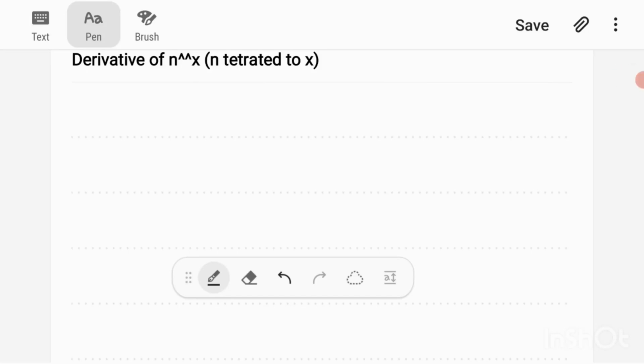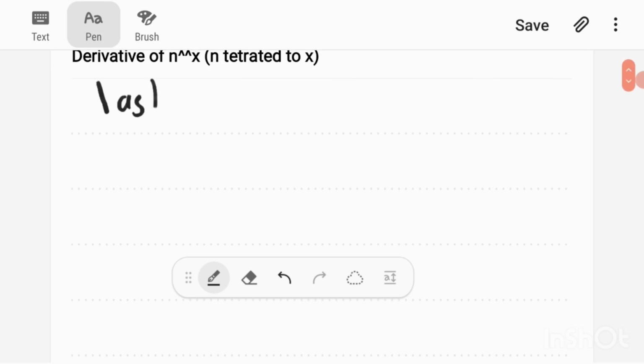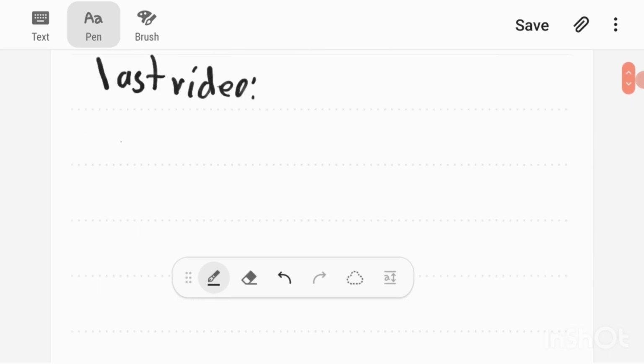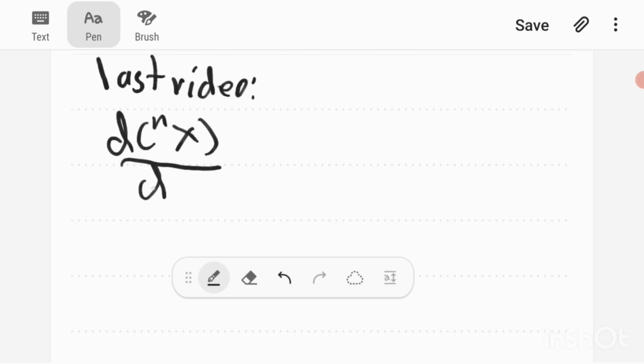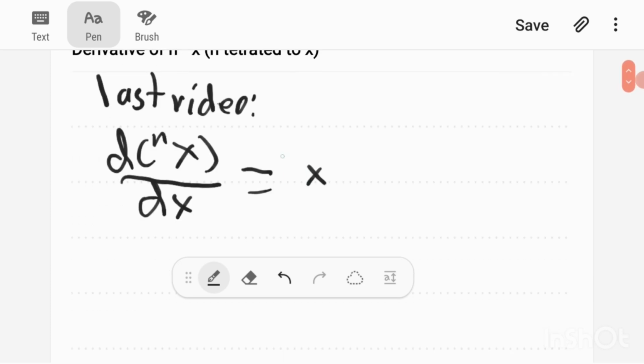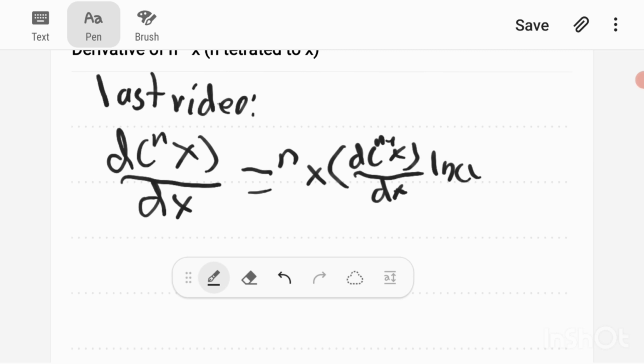Today I will be discussing the derivative of n tetrated to x with respect to x. If you remember from the last video I posted recently, we discussed the derivative of x tetrated to n. And this came out to be, if I remember, d/dx equals d of x tetrated to n minus 1 over dx times ln of x, plus x tetrated to n minus 1 divided by x.